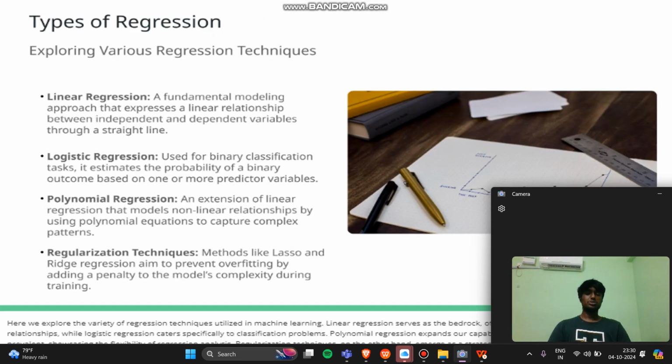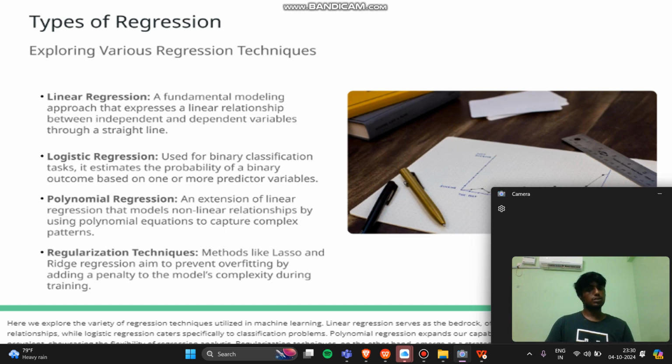Types of regression. So there are a lot of types of regressions which are used in our daily life. So let's see: linear regression, logistic regression, polynomial regression, and regularization techniques. So what is linear regression? A fundamental modeling approach that expresses a linear relationship between independent and dependent variables through a straight line. So it will be a straight line.